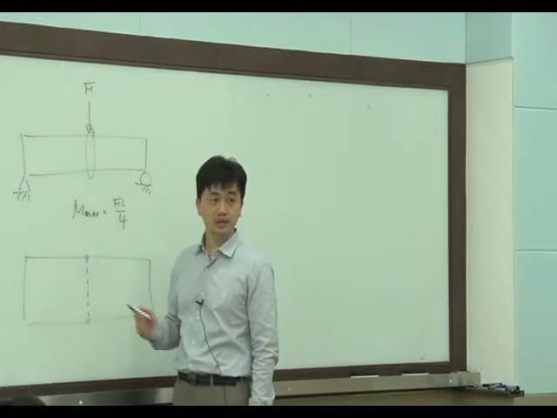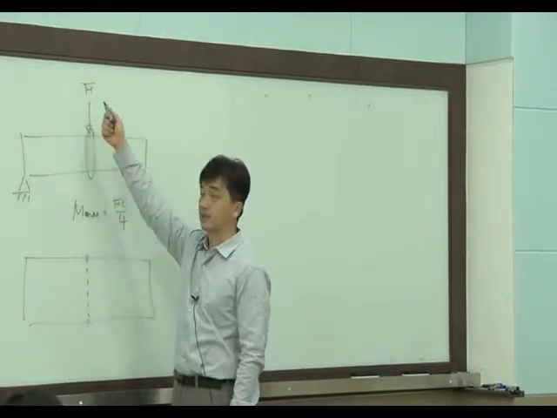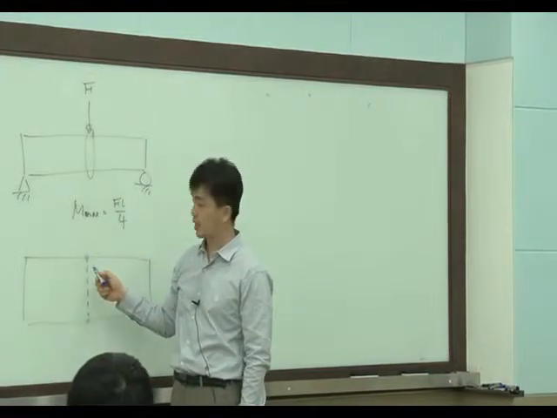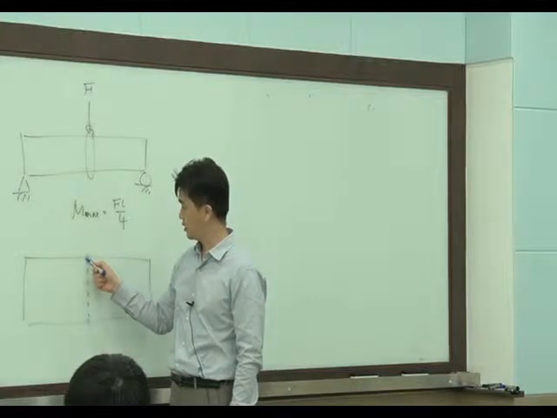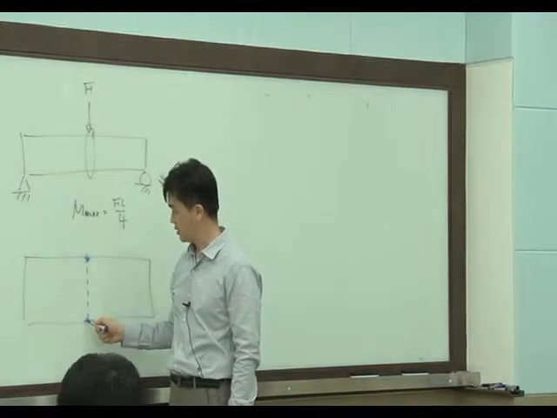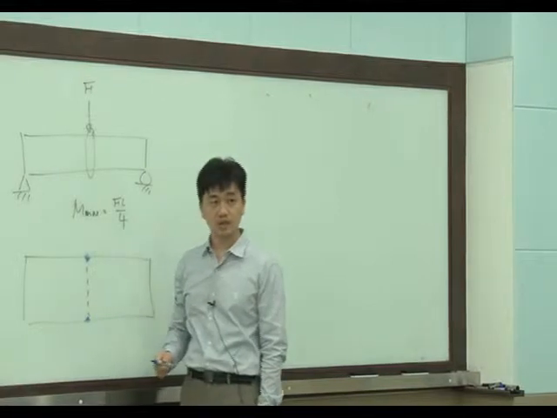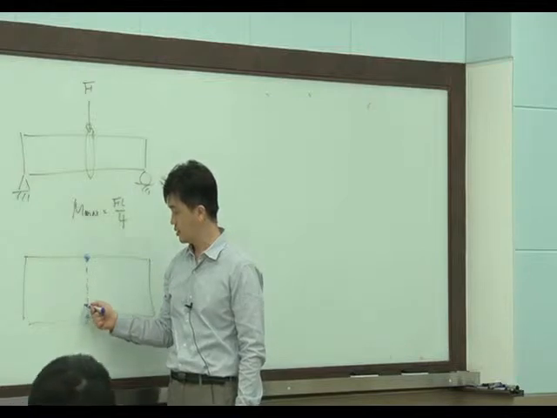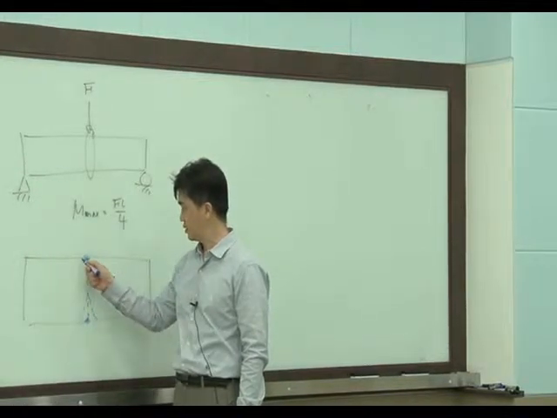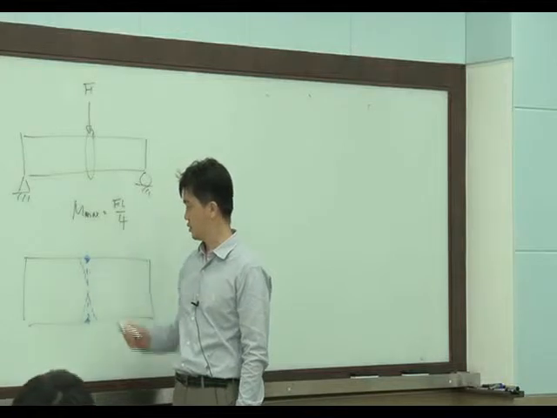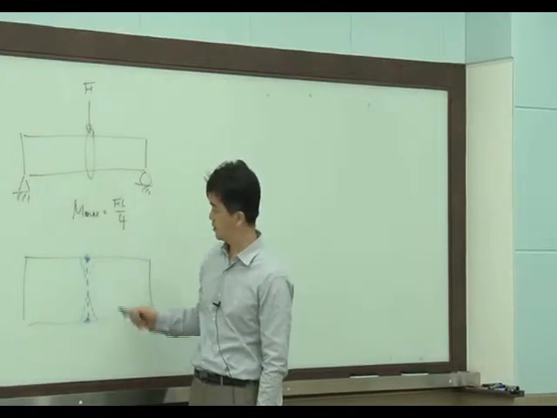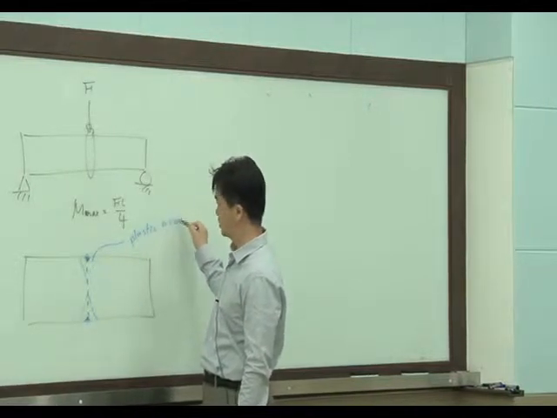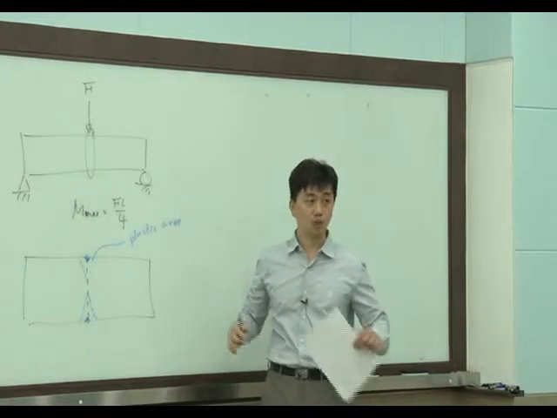So as the moment increases, here the applied force F increases. First, plastic strain happens at this area and this area for the first time. And then this area increases, something like that. This is a plastic area, okay? So this plastic area grows.